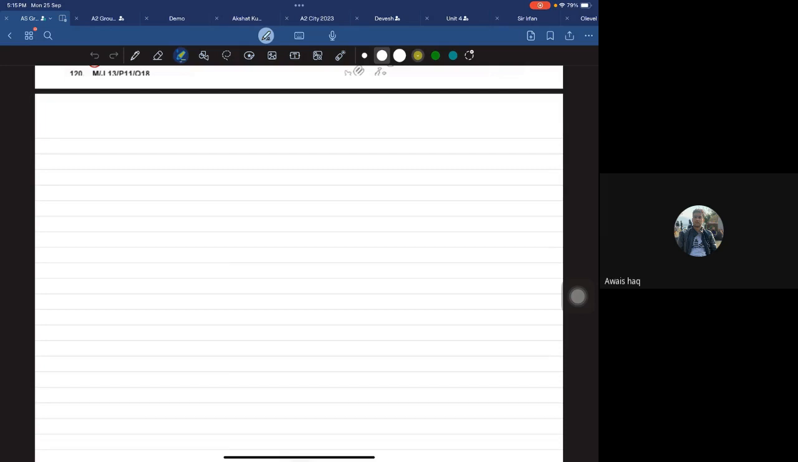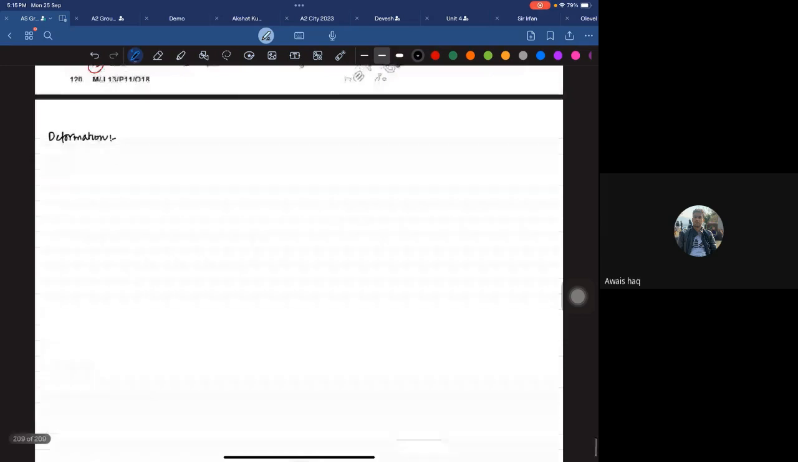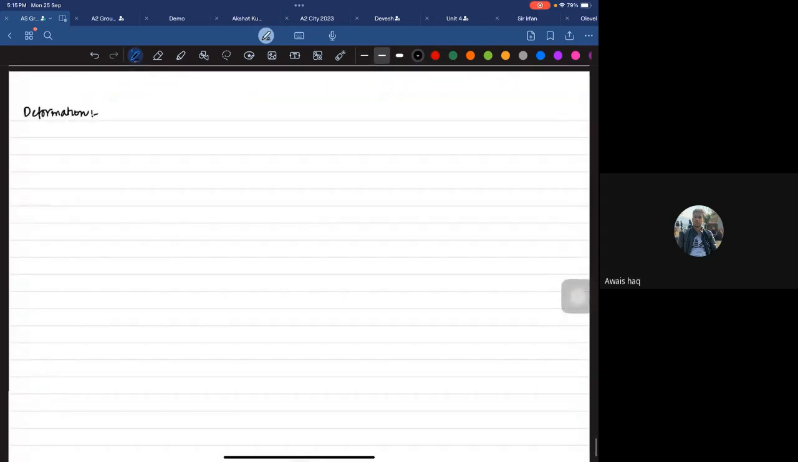Gonna start with the new topic today. It's basically called deformation. So this is the last topic from these forces and stuff. So let's have a look. So first of all, let's have a look.